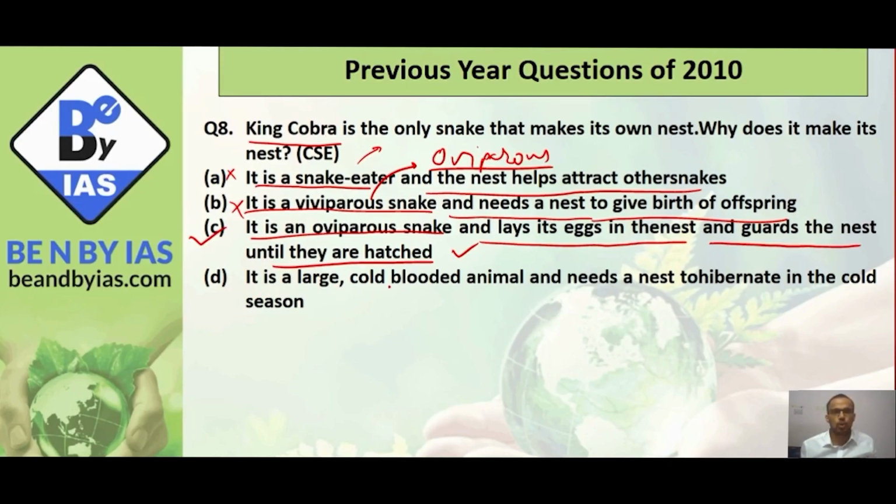It is a large cold-blooded animal and needs a nest to hibernate in the cold season. See, king cobra does not occur in the temperate region, and generally hibernation as an adaptation is seen in extremely colder regions like the temperate region. King cobra is dominant, or present, in the tropical region. This statement also does not hold much ground, and that's why your answer should be C.